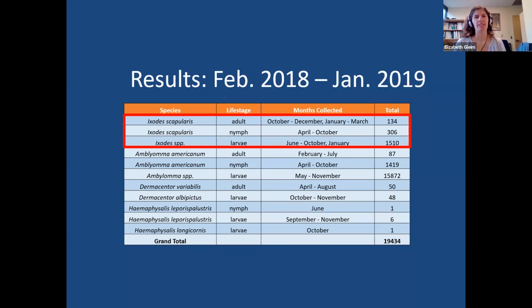And you can see black-legged ticks were common. They're the second most common species that we collected, second to Amblyomma americanum, which is not surprising for this region. And you can see we were able to capture about 134 adults, 306 nymphs, and just over 1,500 larvae. And I will say we're about done with all the 16S sequencing for the larvae, so most of those are indeed Ixodes scapularis.